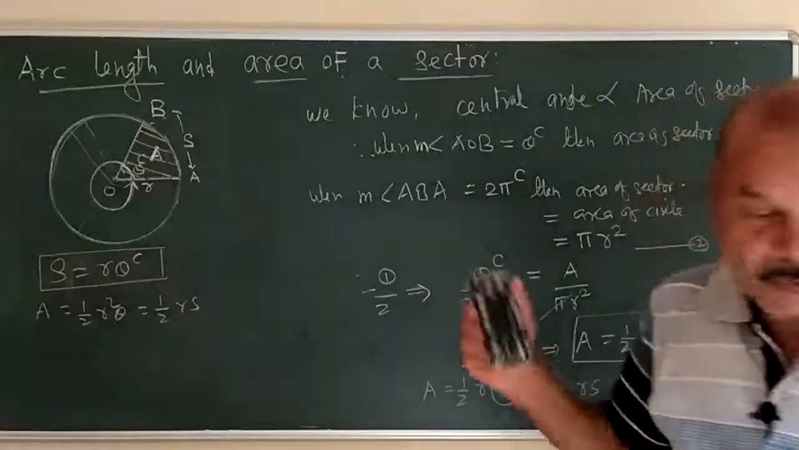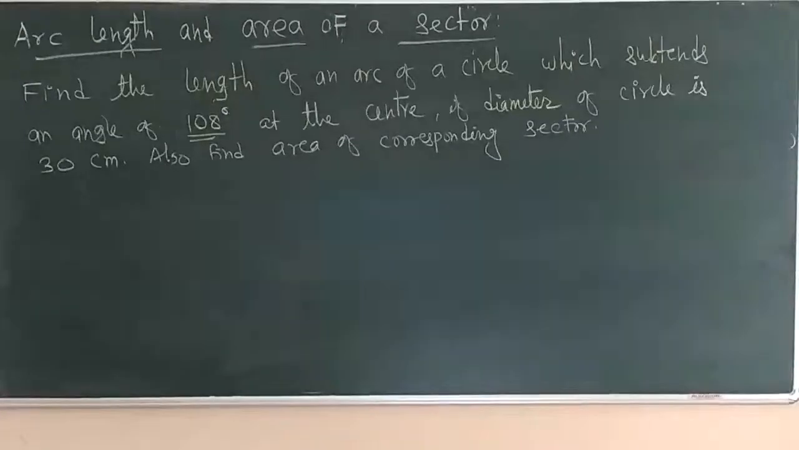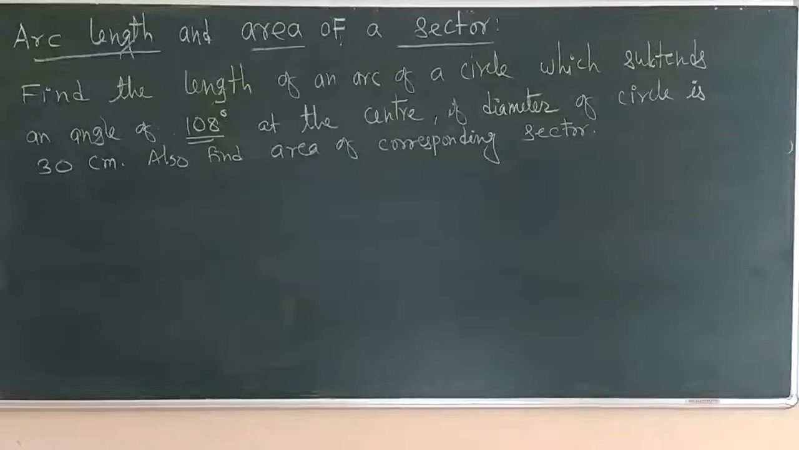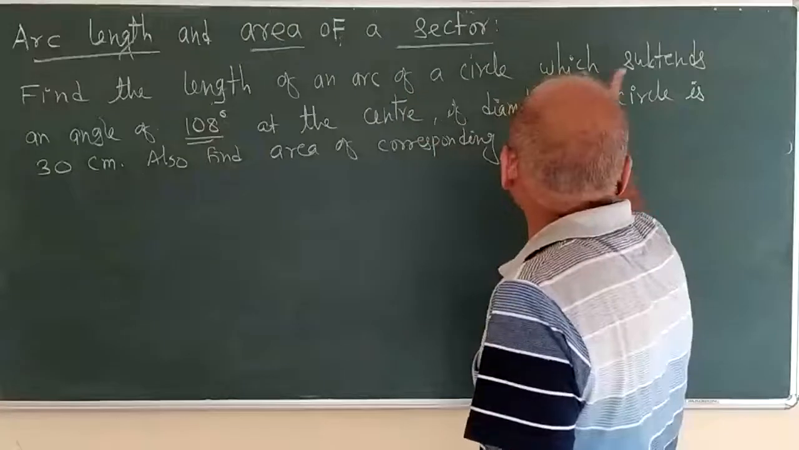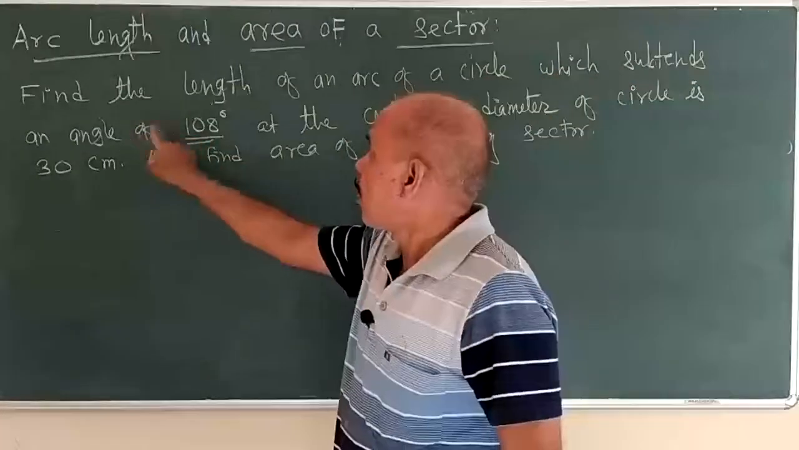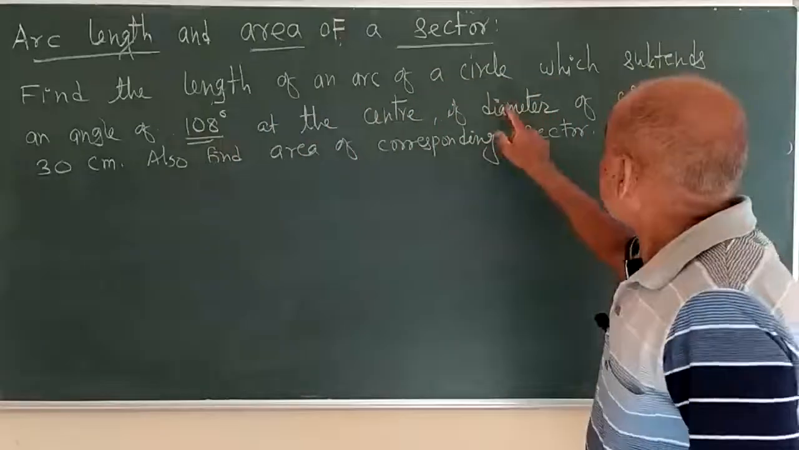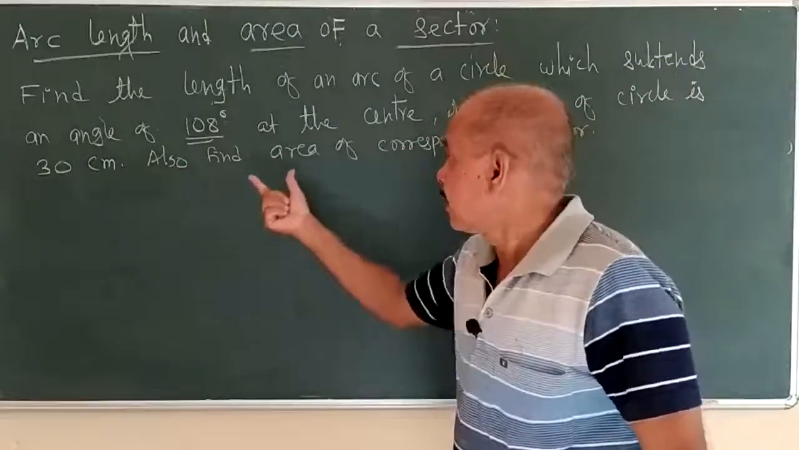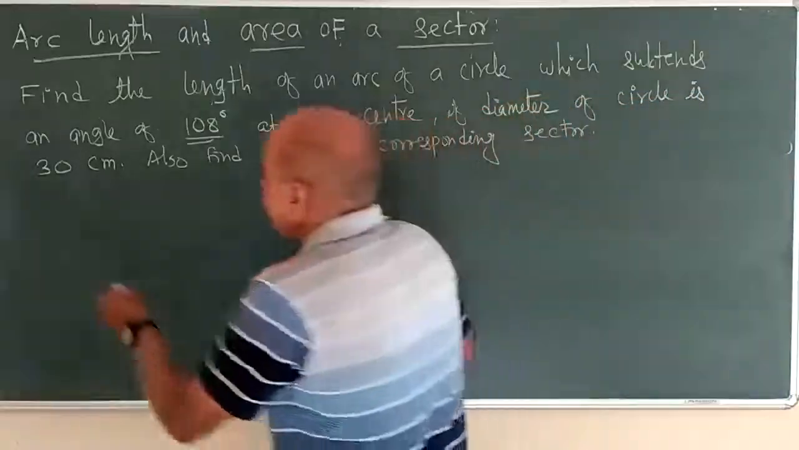Okay, we come up to this. Now we see the problems on arc length and area of a sector. Simple problem. Find the length of an arc of a circle which subtends an angle of 108 degree at the center. This means the central angle is given to you. The diameter of the circle is given, the radius is not given, so we have to find it. Also find the area of the corresponding sector. Okay, what do we say?